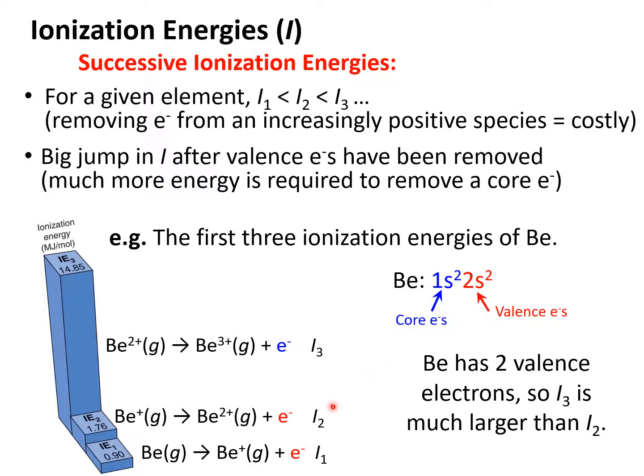And so we see here that the large increase in ionization energy, going from the second to the third ionization energy, is due to the fact that we are starting to remove core electrons. In this case, the third ionization energy for beryllium is much larger than the second ionization energy.